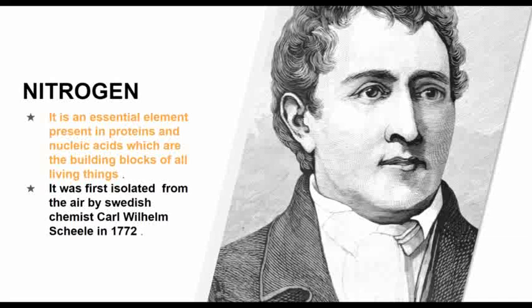It was first isolated from the air by Swedish chemist Carl Wilhelm Scheele in 1772. The name nitrogen is derived from the Greek words nitron and gene, meaning I produce nitre. Nitre is potassium nitrate, a compound of nitrogen. Next, we will see the occurrence of nitrogen.